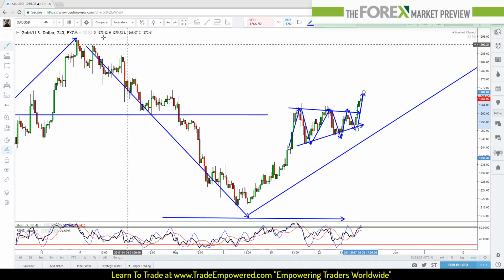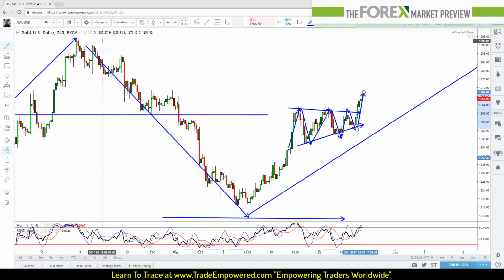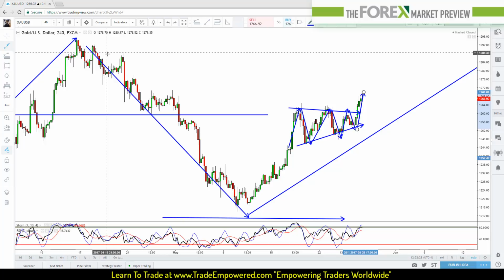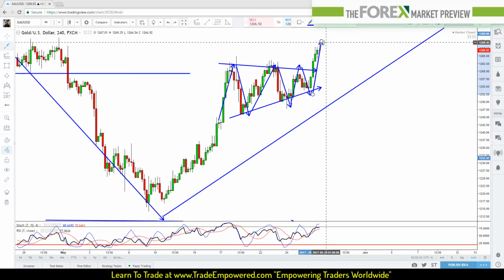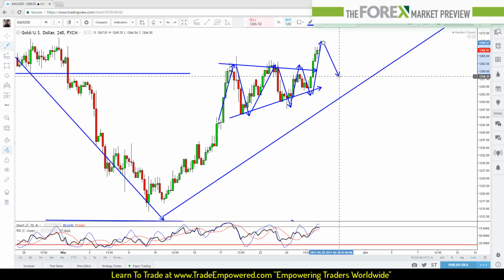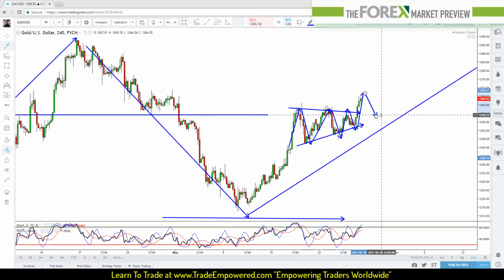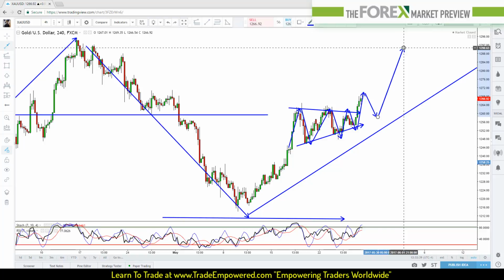And again, what I would expect is a retest of our previous structure highs up here. Where is this at? About 1292, that area. And we can certainly look for a retest of structure, and a move back down into our ascending triangle, and a trend continuation opportunity on the way up for gold. So that's what's going to be on my radar this week as well.